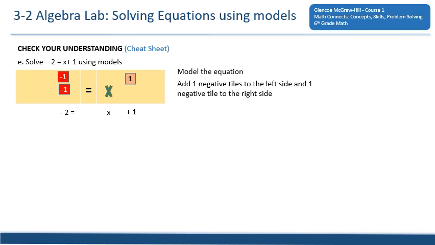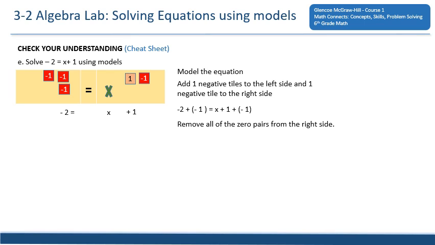So if we add 1 negative tile to the left side and 1 negative tile to the right side, we're doing that because if we add a negative 1 to the right side, we have a zero pair, and that will get x all by itself. So whatever we do to one side, we have to do to the other side to keep it in balance. So on the left side, we get negative 2 plus negative 1. And on the right side, we get x plus 1 plus a negative 1.